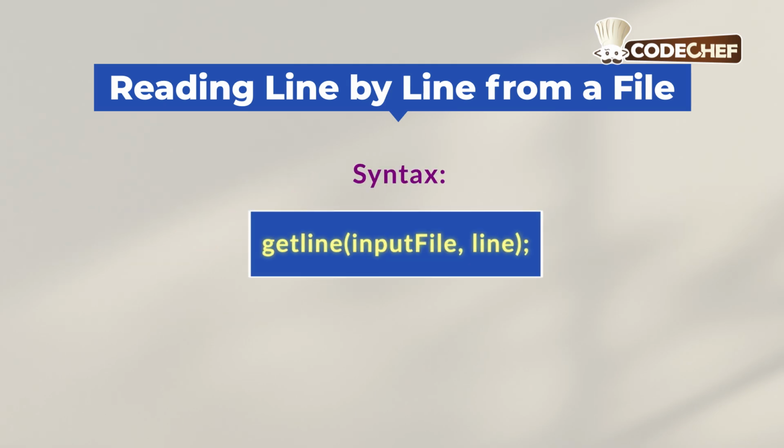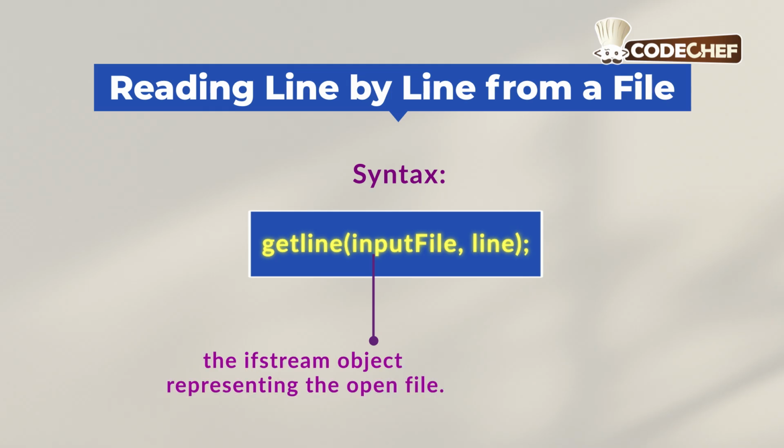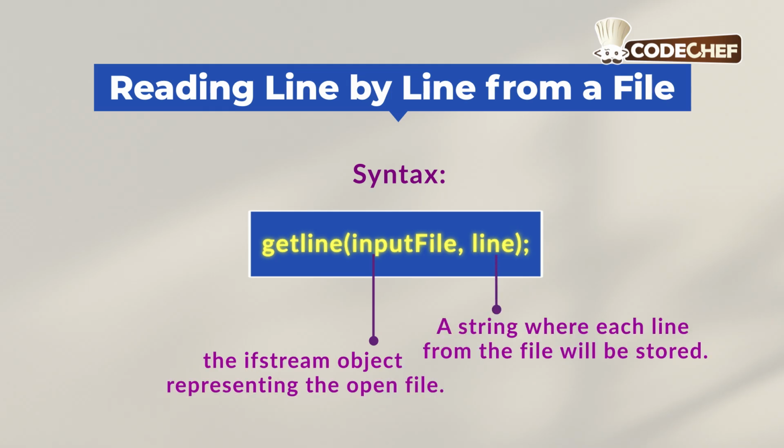Its syntax is getline(inputFile, line); So here inputFile is the ifstream object which is representing the open file, and line is basically a string where each line from the file will be stored. Now let us go to the CodeChef platform and see how to read line by line from a file.